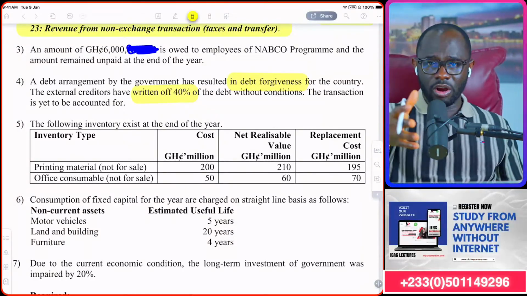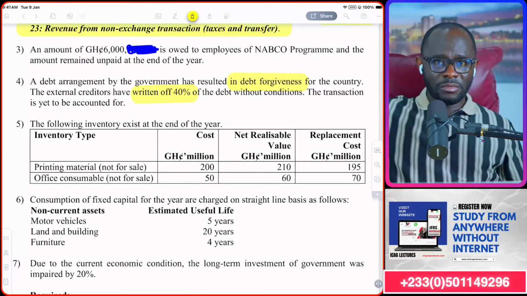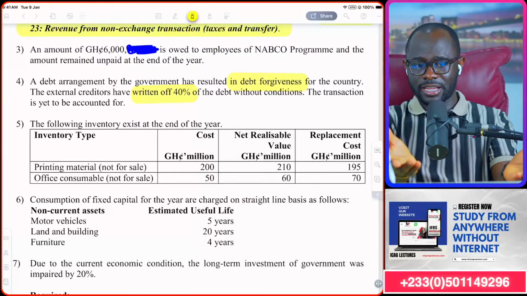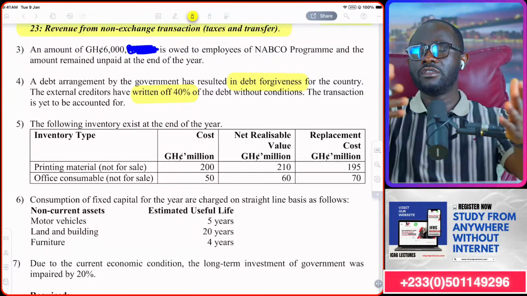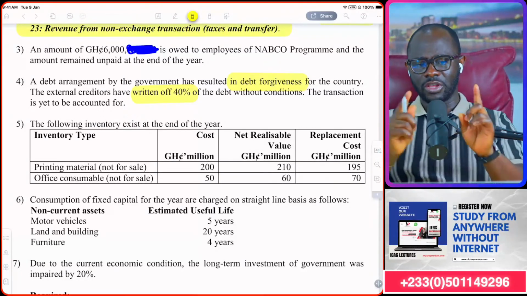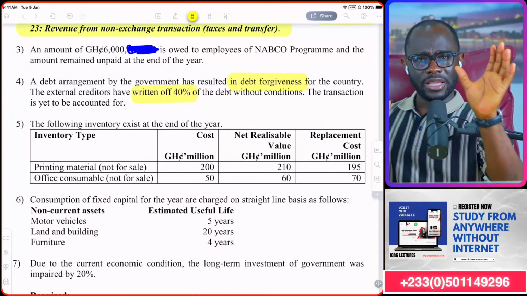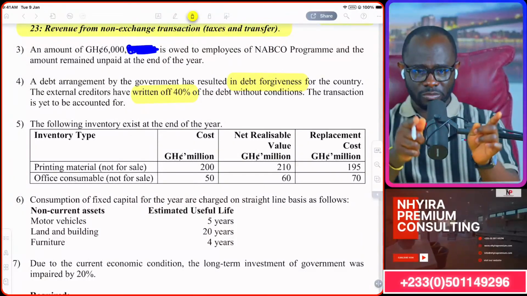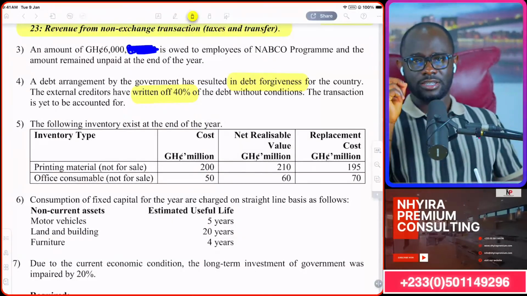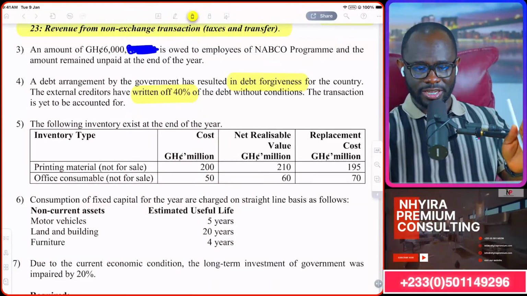So you borrow the money, run the country into the ground, use the money to dig holes and things. Then external creditors said, okay, we give you 40% off. So that's a grant. It's a form of grant we have received. So what's the double entry? The double entry is that you're going to debit the external debt, meaning subtract it from the external debt, and then you credit government grant. That's the idea. You credit government grant.